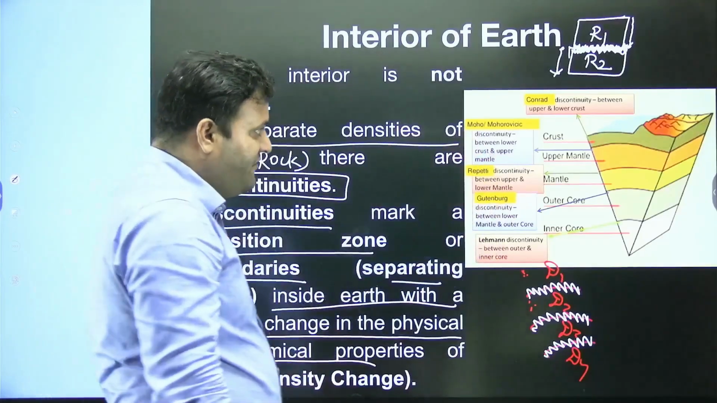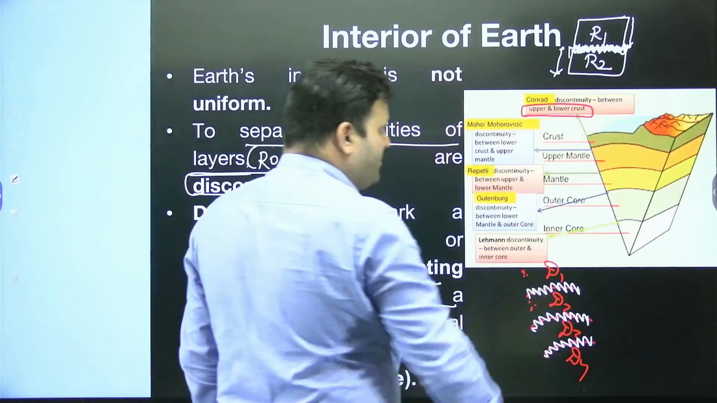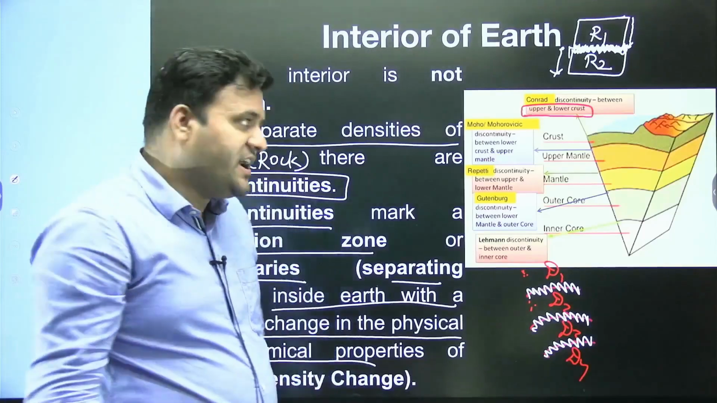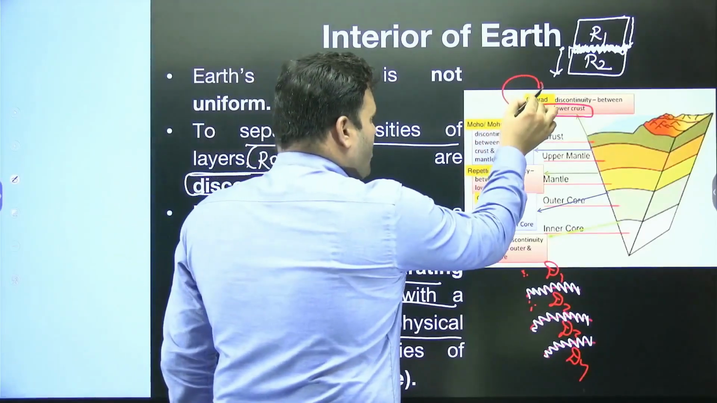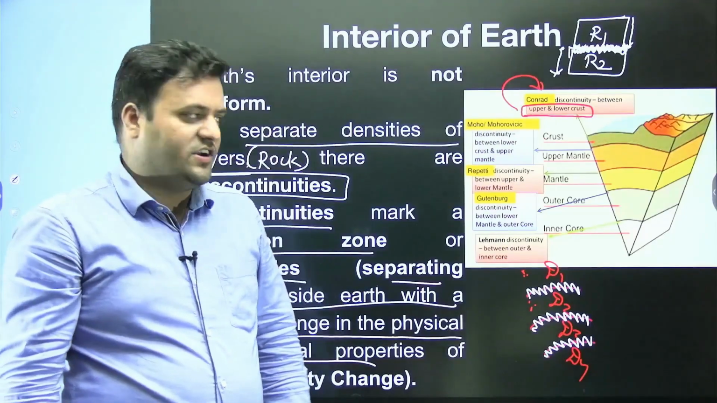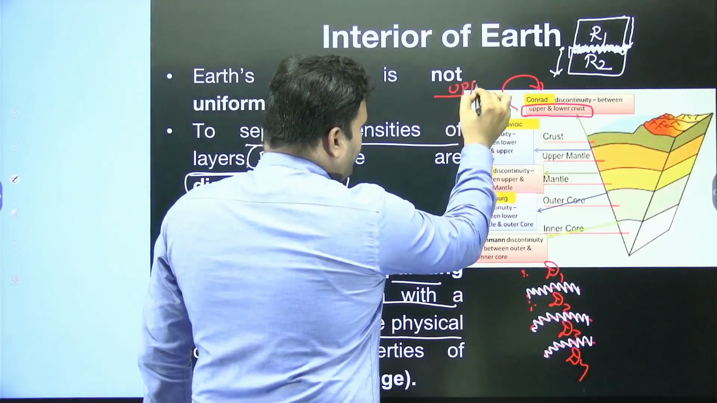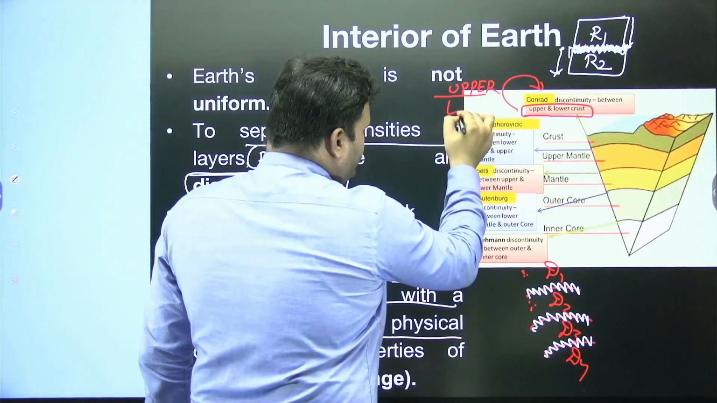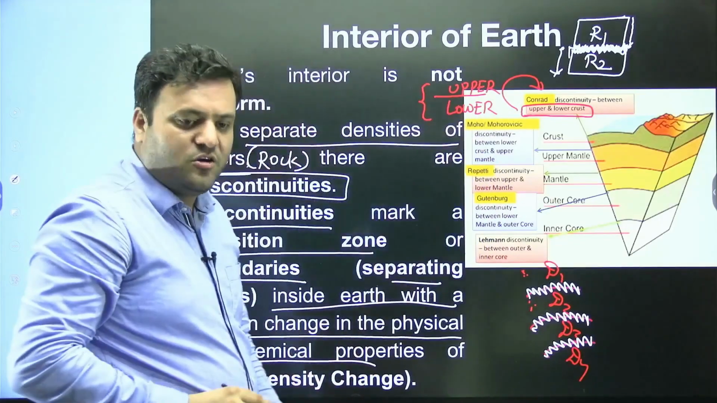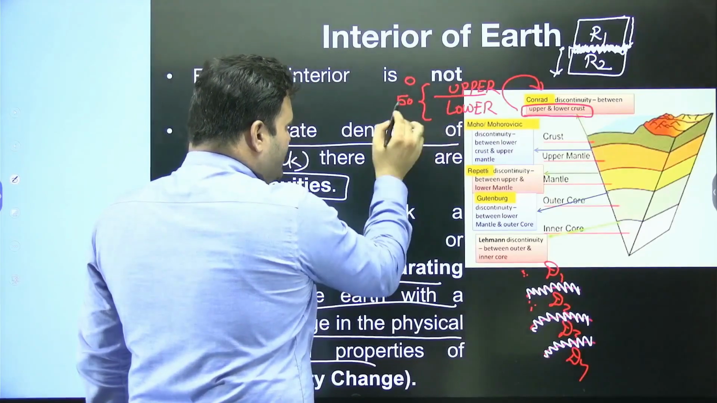So here, whenever we have a discontinuity between upper crust and lower crust, that will be called as what? Conrad discontinuity. So suppose here we have an upper crust, here we have a lower crust. For example, the depth of crust is 100 kilometer. So let's say upper crust is 0 to 50 and lower crust is 50 to 100.